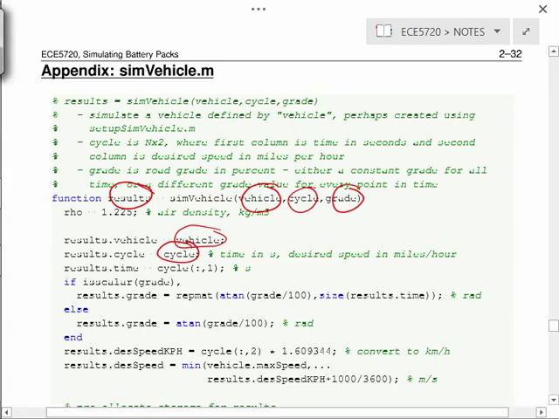So if you give a single scalar for grade, then that grade gets first converted into radians, and then repeated over the whole drive cycle, so every time step has the same grade. Otherwise, we could have a different grade for every time step, so I could be going up and down, for example. But again, I'm converting percentages into radians.